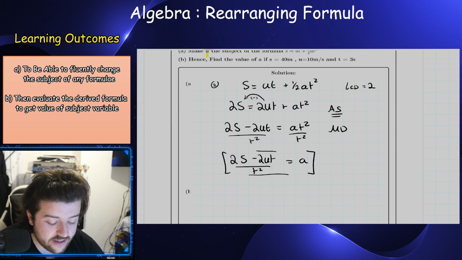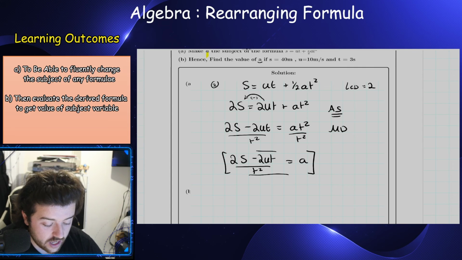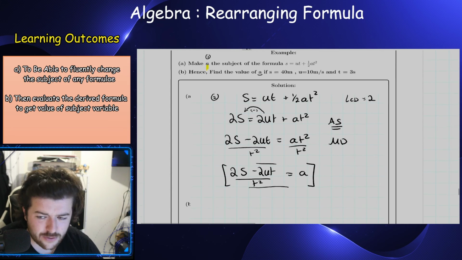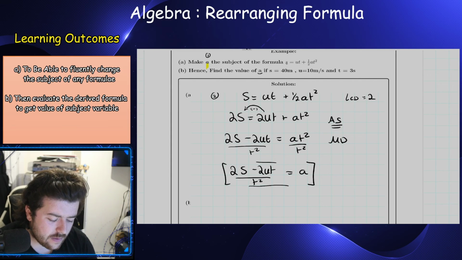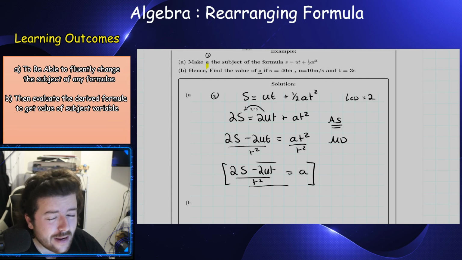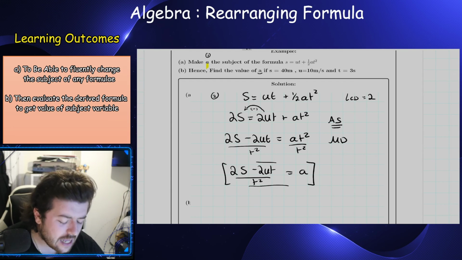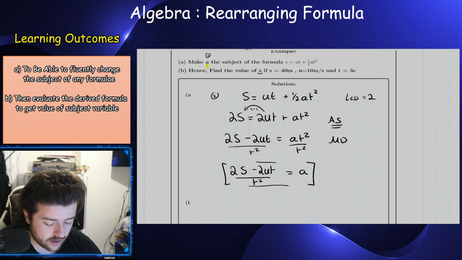Anyway, finally part B. Hence, find the value of a if s equals 40, u equals 10 meters per second, and t is equal to 3 seconds. By the way, this is a displacement formula that you learn in applied maths. So if any of you do applied maths, you're going to be very aware of this. So a in this case is acceleration, but they'll specify that in the question.